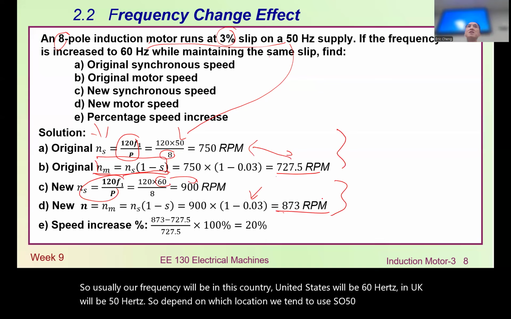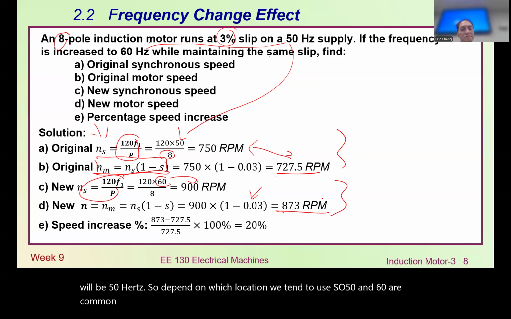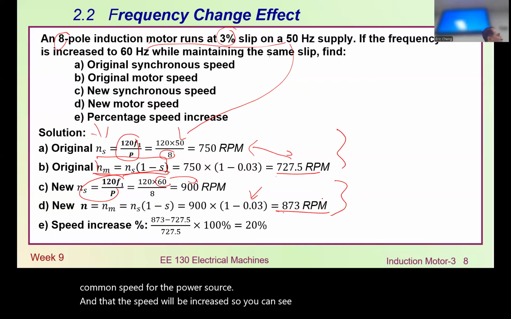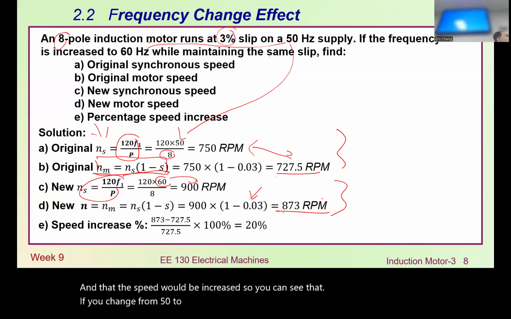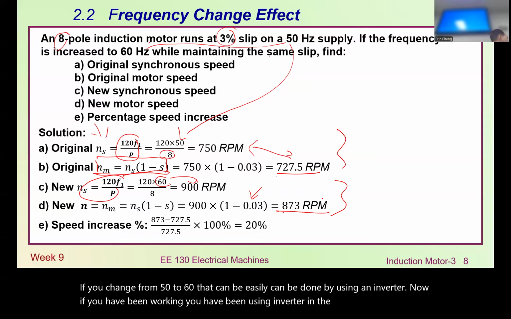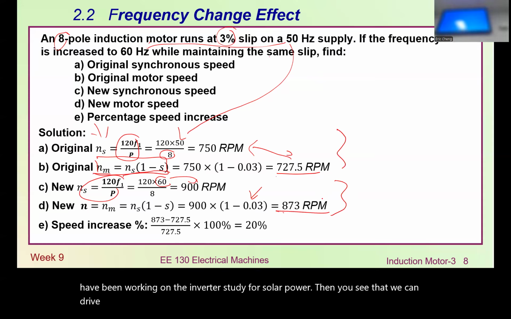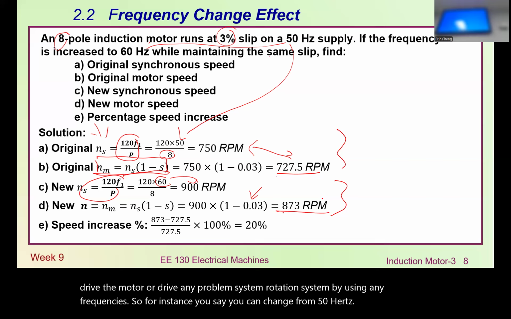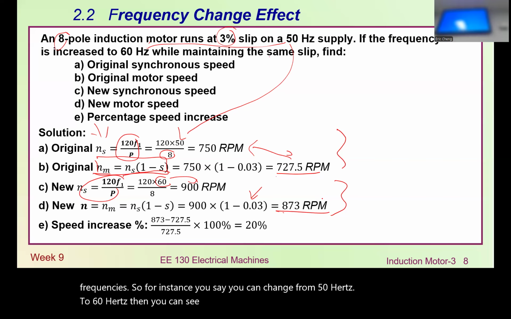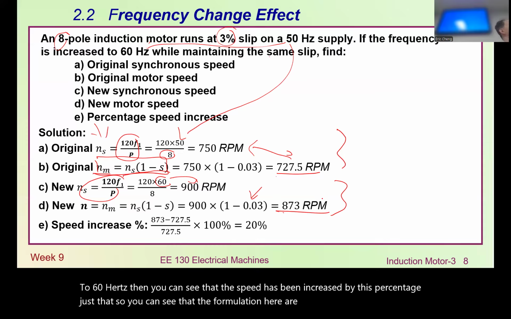So 50 and 60 are common frequencies for the power source. And the speed will be increased. If we change from 50 to 60, that can be easily done by using an inverter. Now, if you have been using inverters in the past, like last year, we worked on the inverter study for solar power, then you see that you can drive a motor or any pump system, rotation system, by using any frequencies. So for instance, you can change from 50 Hertz to 60 Hertz, then you can see that the speed will be increased by this percentage. So you can see that the formulation here is quite simple and straightforward.